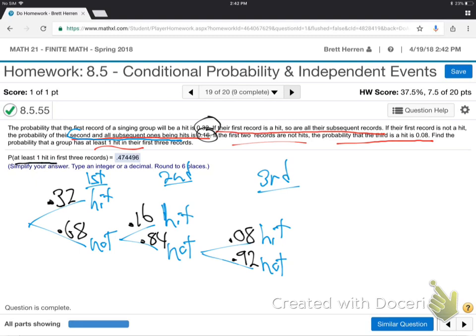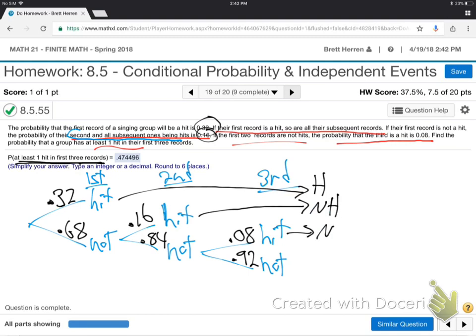What's the total here? This is where you got to read like a lawyer. What is it saying? What is it not saying? What is it precisely saying? At least one hit in first three records. Let's drive all these to the end. This was a hit on the first. All these branches have an end. This is not a hit and then a hit. This is not a hit, then a hit. This is not a hit, not a hit, not a hit.